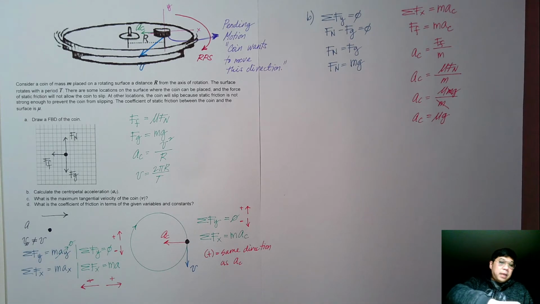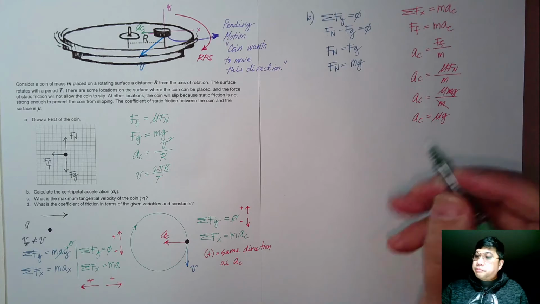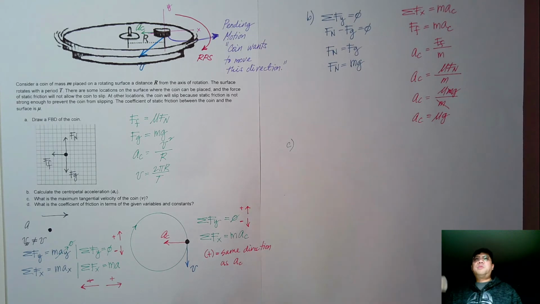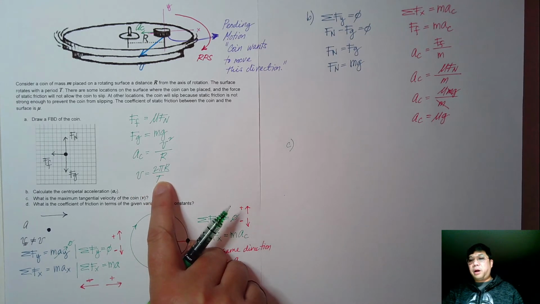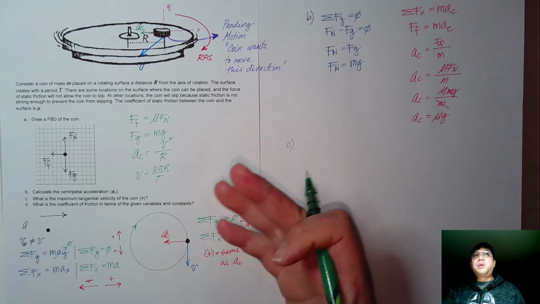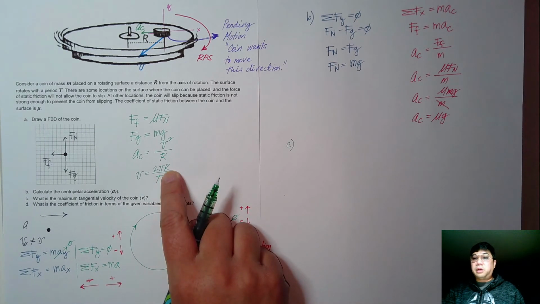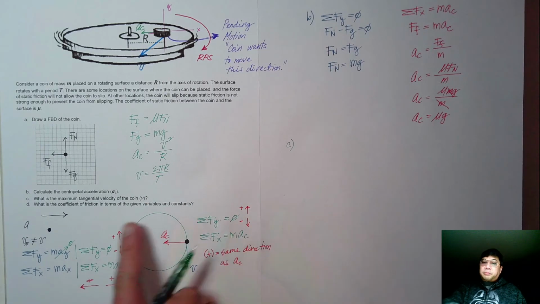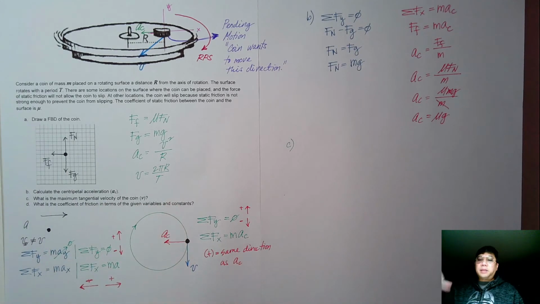Now for letter C. Okay, so for letter C, a lot of you might be tempted to just use the equation 2 pi r over t. That is the equation. If you know the t, you know the r, you know the 2, of course, pi. Now, the question here is, what is the maximum tangential velocity of the coin?